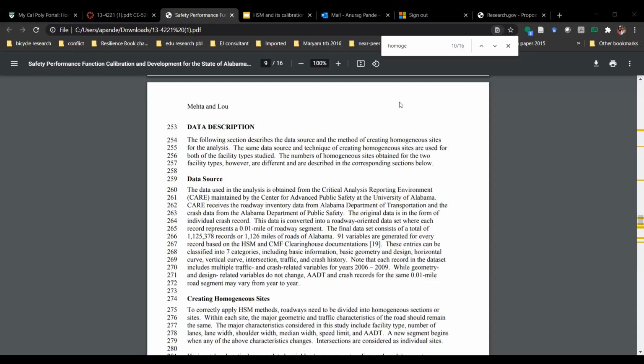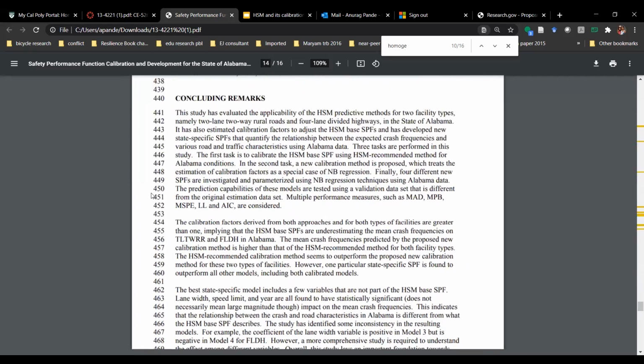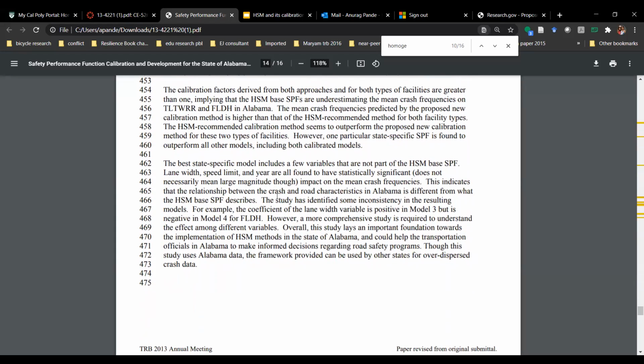So let me first talk about the second question I got. In the conclusion section, they mention this. I'm going to go ahead and share my screen here. If you look at lines 458 to 459, the HSM recommended calibration method seems to outperform the proposed new calibration method for these two types of facilities. These two types of facilities, of course, are the 4-lane divided highways and your 2-lane, 2-way rural roads.